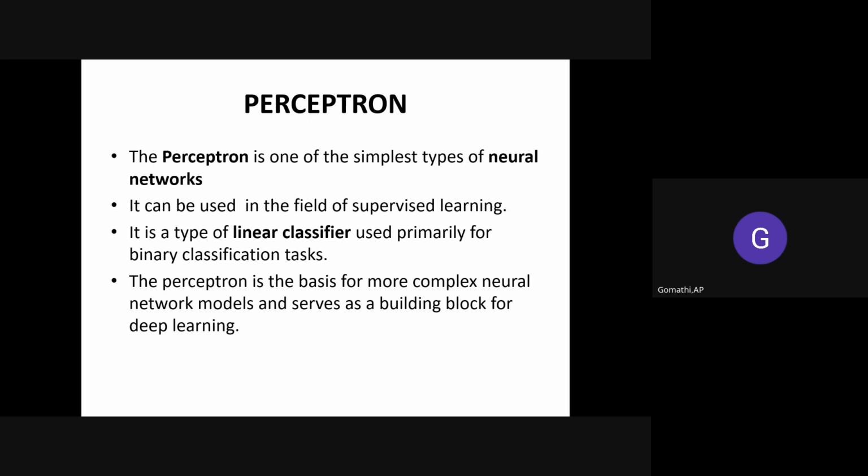It is a binary classification, and it is very important as a linear classifier. That means it tries to separate the data into two classes using a linear decision boundary. Mainly it is used in supervised learning, and it is a type of linear classifier used primarily for binary classification tasks. Here we take a data set with two classes. It is also a type of neural network, and the perceptron serves as a building block for deep learning.